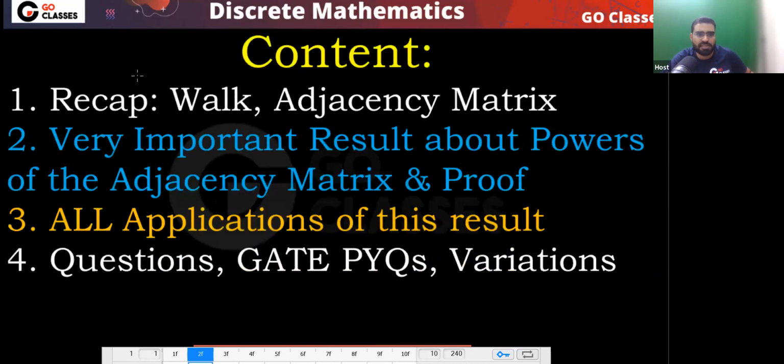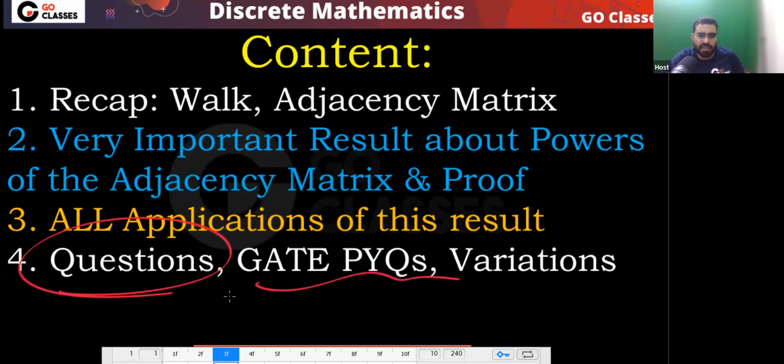First we will see the recap of what a walk is and what an adjacency matrix is. Then we will see a very important result, remember, about powers of the adjacency matrix, and we will see the proof. Next, we will see the applications of this result, almost 7 or 8 applications. Then we will see GATE questions and variations. So this is the content for this lecture.